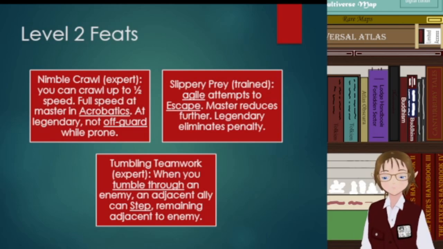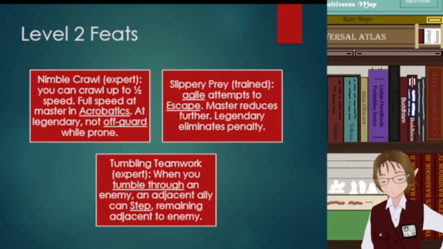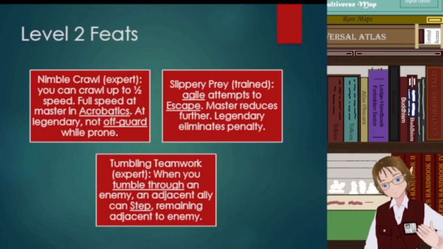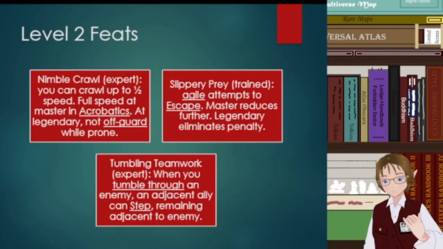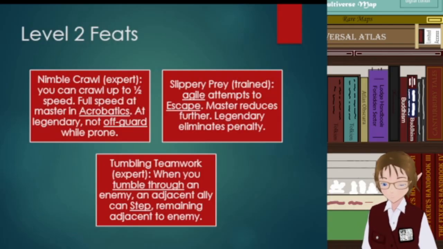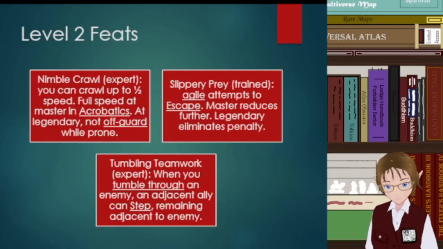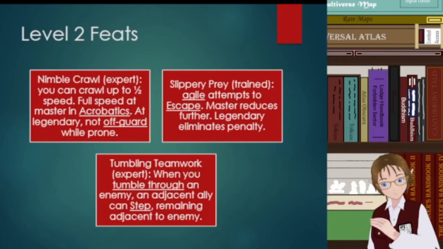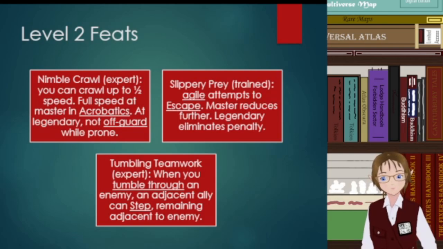What this means is that if you don't have Slippery Prey, your first attempt is at full bonus, your second attempt is at -5, and your third attempt is at -10. With Slippery Prey and Trained Proficiency, your first attempt to escape is at 0, second is at -4, and third attempt is at -8. Master Proficiency reduces this to -3 and -6. Legendary eliminates the penalty entirely, so you're always escaping with no penalty to your check, which can be useful if it takes multiple tries to get out of something.